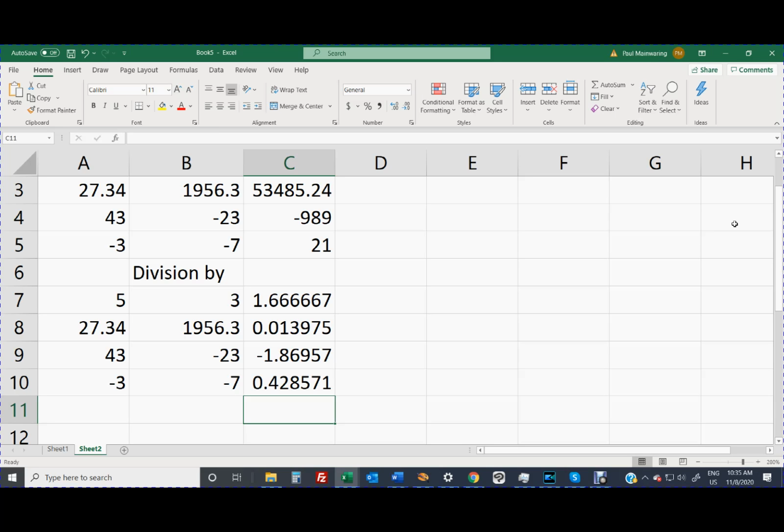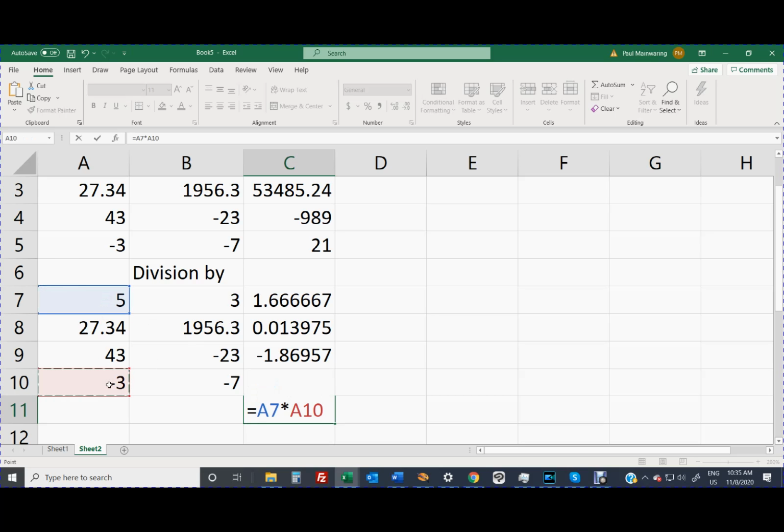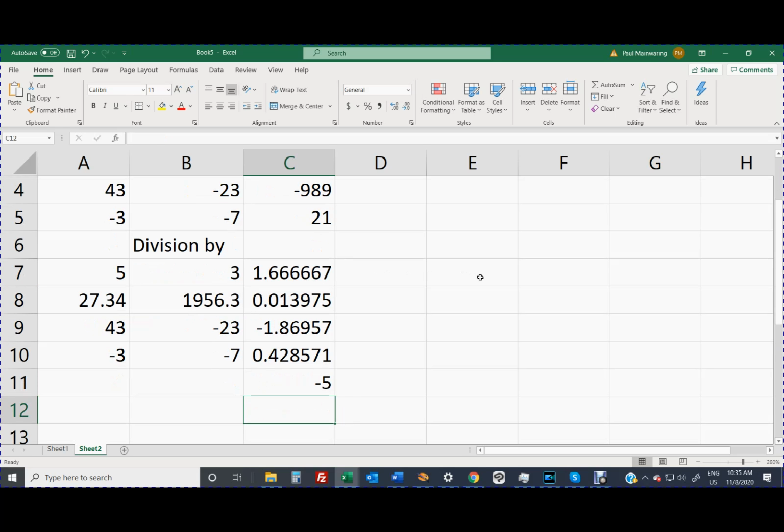So you can put 3 numbers together, multiply 3 numbers, such as equals. Right, tell me what to do. I want you to take a 5. I want you to multiply 5 by minus 3. And then I want you to divide by plus 3. Now, and the answer is minus 5.